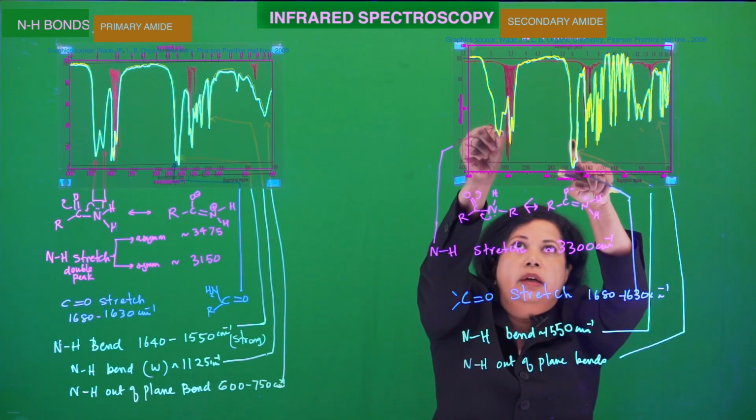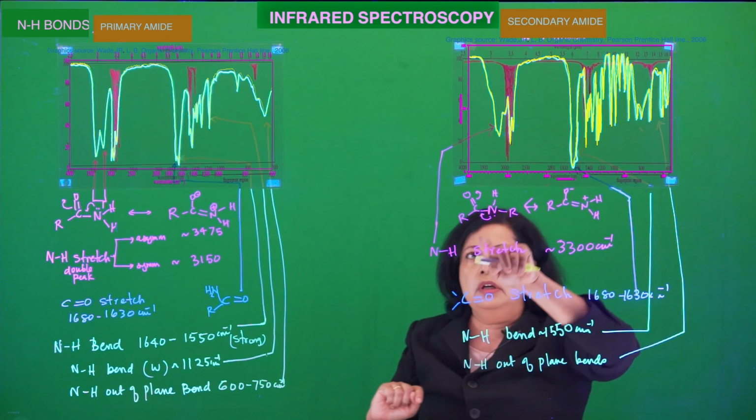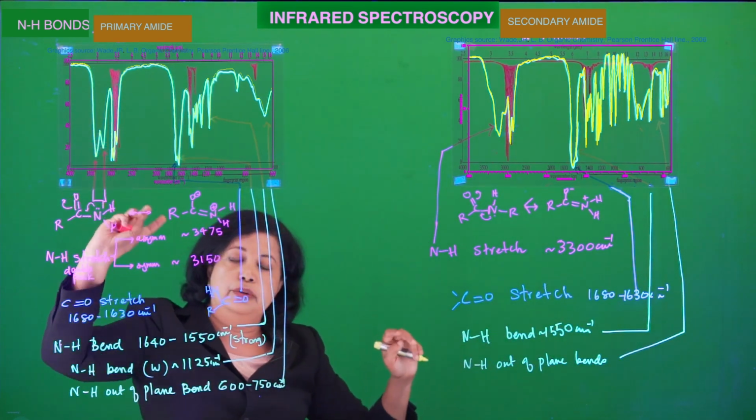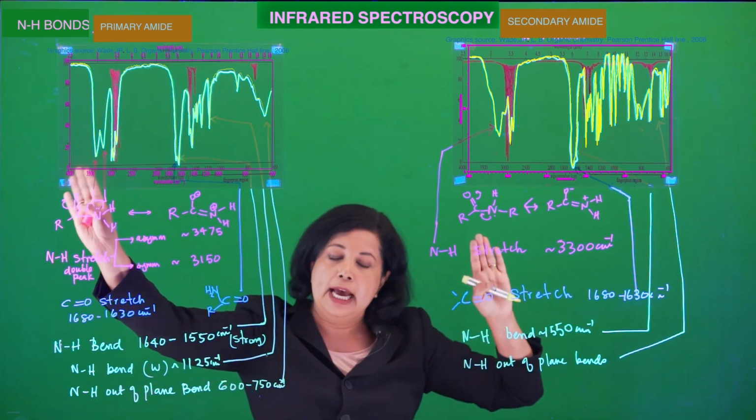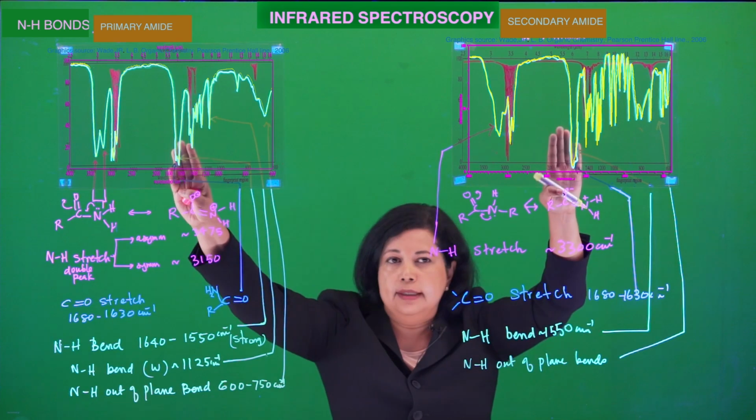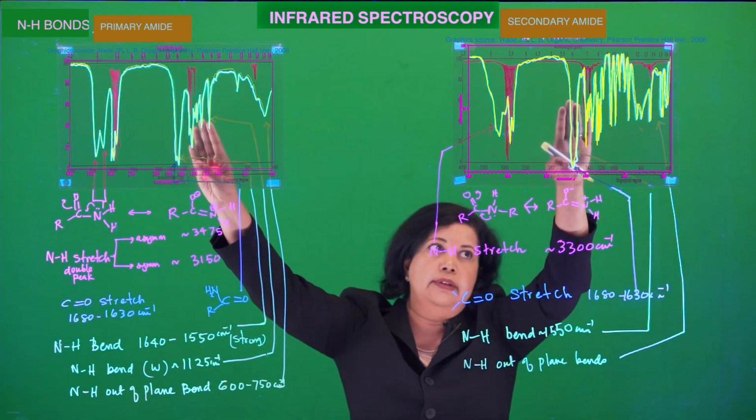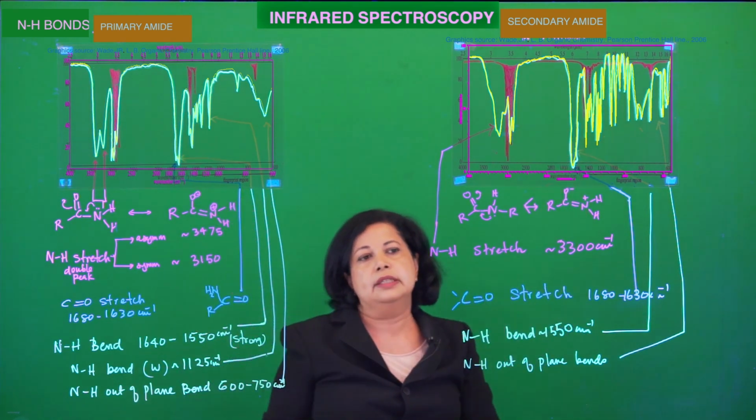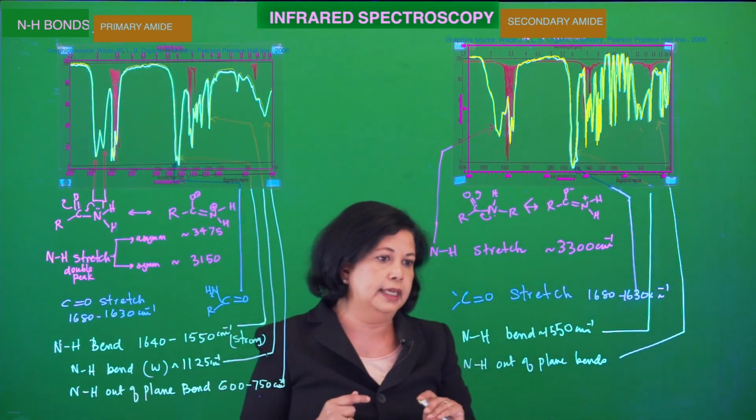If it's just one spike here, that's a secondary. If you have two spikes here and they're really strong, it's primary. It has to be accompanied by a strong peak in the 1650 to 1700 range here. 1680 or so is typically the number that you see for that.